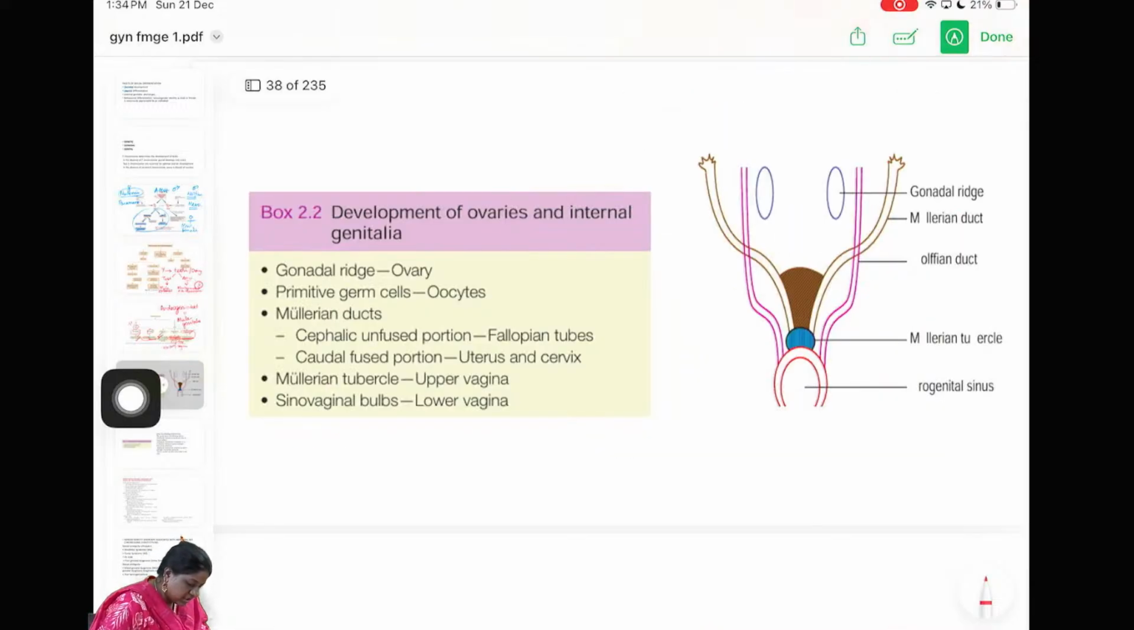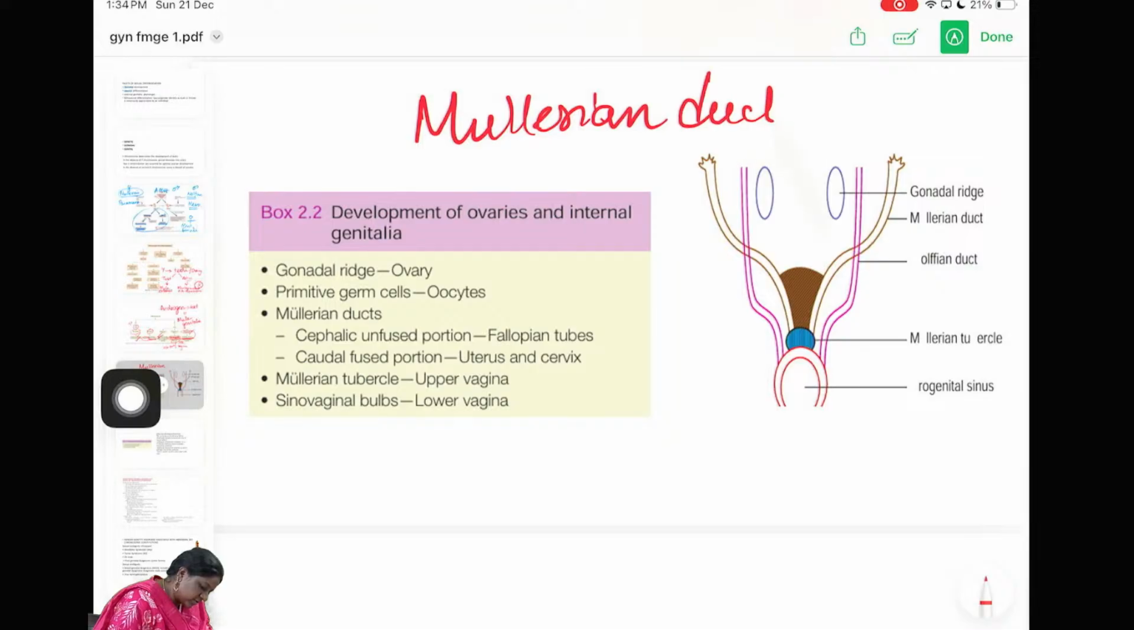So how will the ovary and uterus develop? It is from the Mullerian duct. From the Mullerian duct only, the internal genital organs of the female develop. The ovary develops from the gonadal ridge and germ cells will become the oocytes. Two Mullerian ducts are going to be present, one on the right, one on the left, and they will fuse in between, and this fused part will give rise to the uterus.